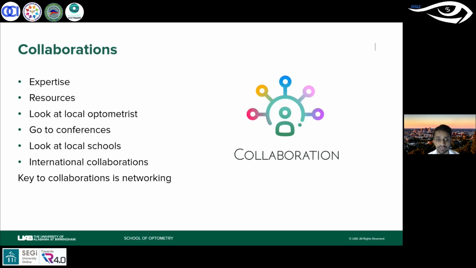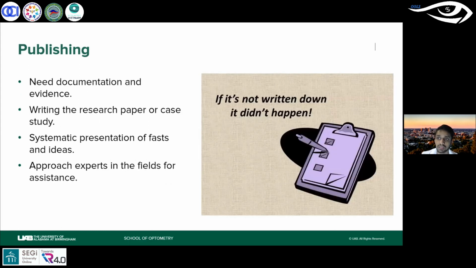And the key to collaboration is networking. So make sure you network well. Lastly, publishing. So I know, if you have come this far, if you've done your proposal, if you've collaborated, etc., conducting the research should not be difficult.